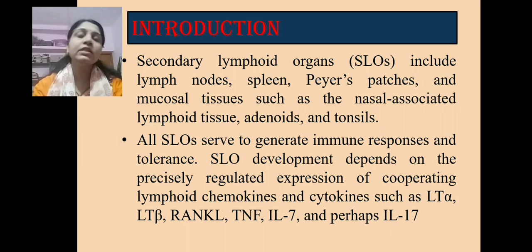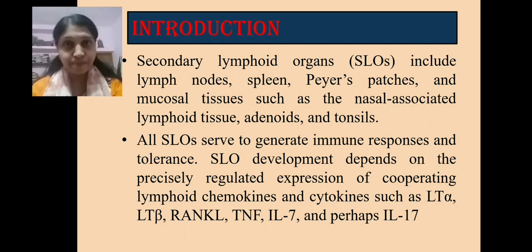Now, these secondary lymphoid organs are responsible for providing the site for the activation, proliferation, and maturation of the different lymphocytes, that is the B lymphocytes and T lymphocytes. Means these are actually the functional site for these immune cells. For that purpose, these secondary lymphoid organs play an important role within our immune system.